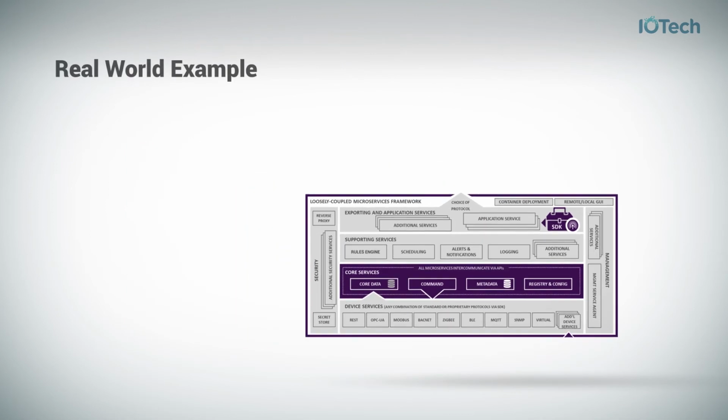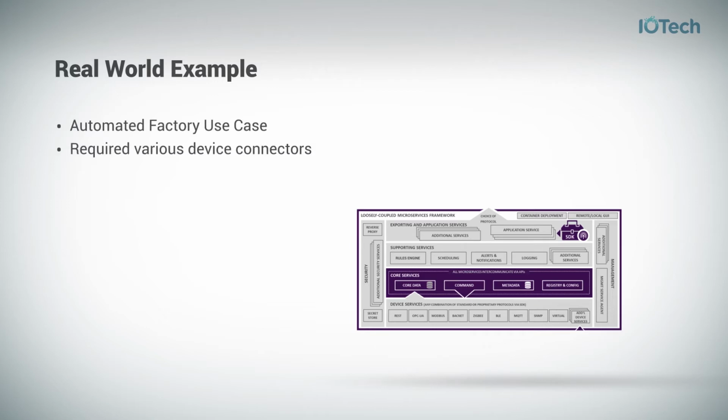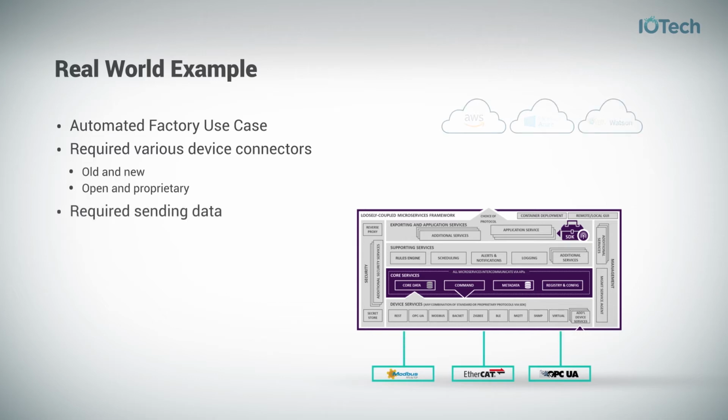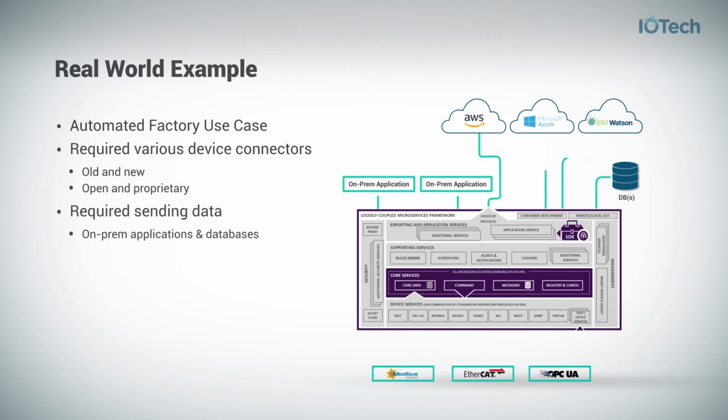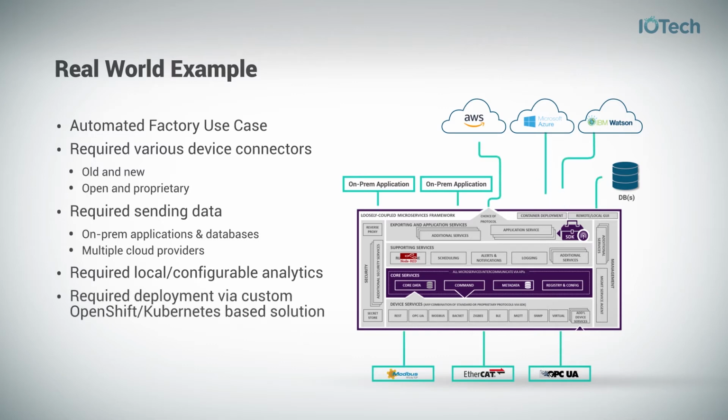Here's an EdgeX real-world example use case demonstrating a range of its capabilities. In an automated factory, EdgeX allows old and new devices speaking a range of industrial protocols to connect to the platform. It then sends data to many clouds, as well as the company's on-premise applications and local databases. In place of the EdgeX rules engine, a more configurable and dynamic Node-RED engine was inserted to drive local analytics. Finally, the EdgeX solution was deployed, orchestrated, and monitored via OpenShift and Kubernetes.